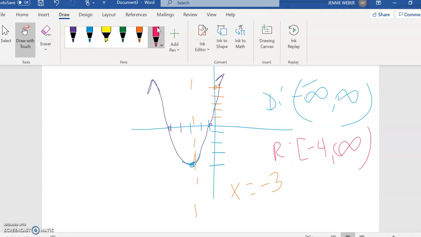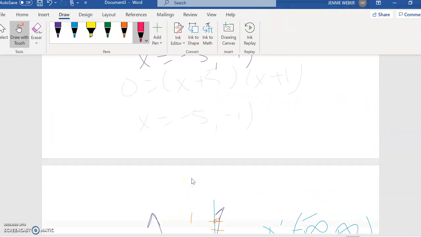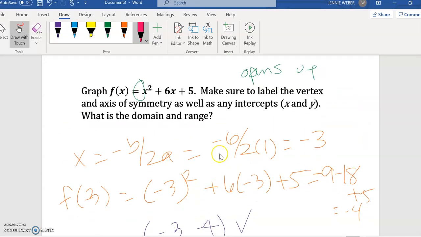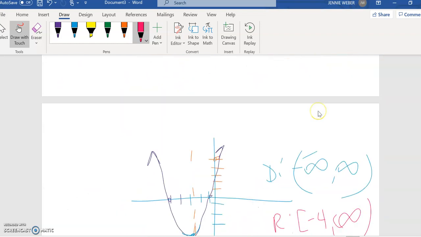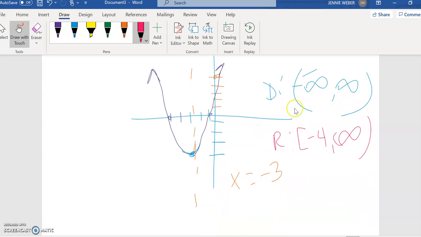So we got a lot of information out of this. You can see here, label the vertex and axis of symmetry as well as any intercepts. We got all 3 intercepts. We labeled the axis of symmetry, we labeled the vertex, and we found the domain and range. And the main thing is making sure we know that vertex formula so we can easily find it.